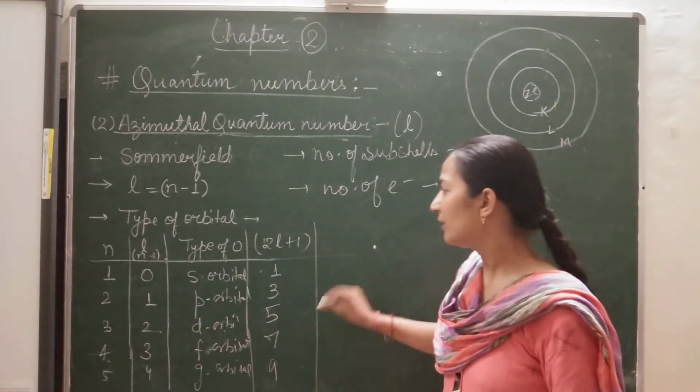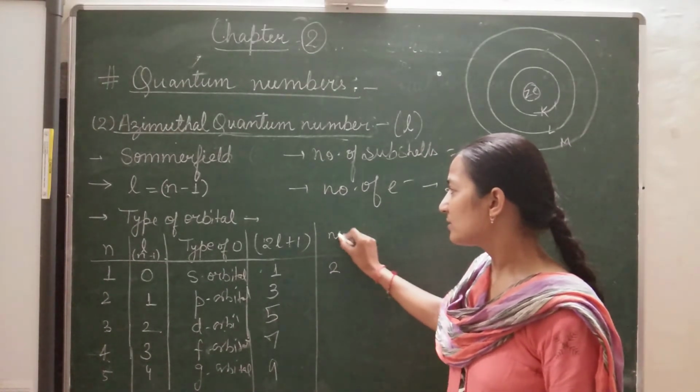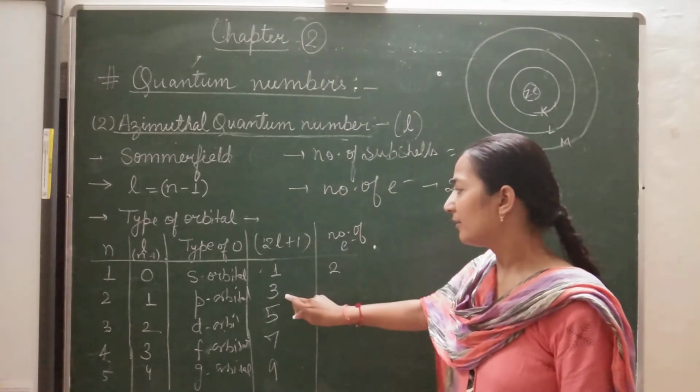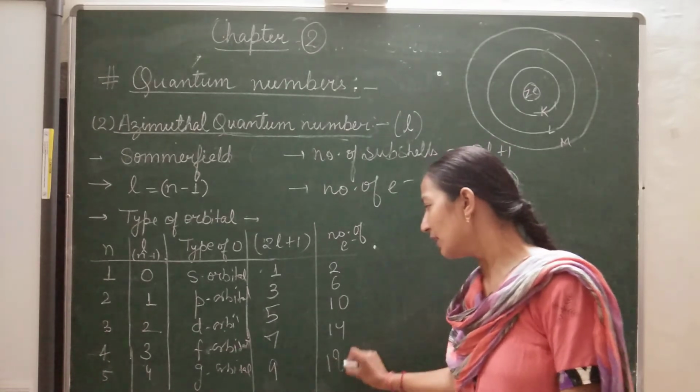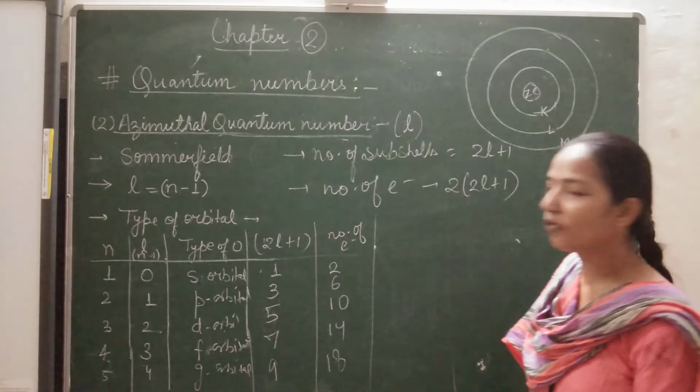So in this orbital 2 electrons will be there. This is the number of electrons. And here 6 electrons will be there, here 10, here 14, here 18. So in this way we can calculate the total number of electrons also.